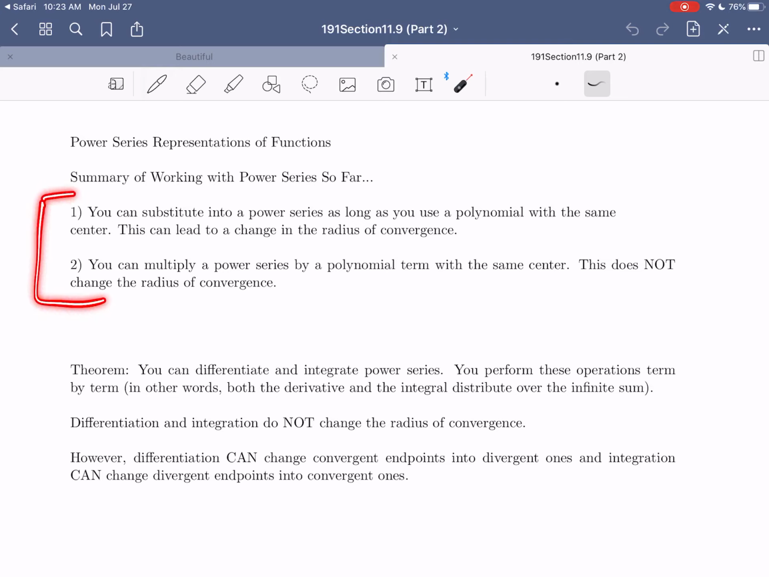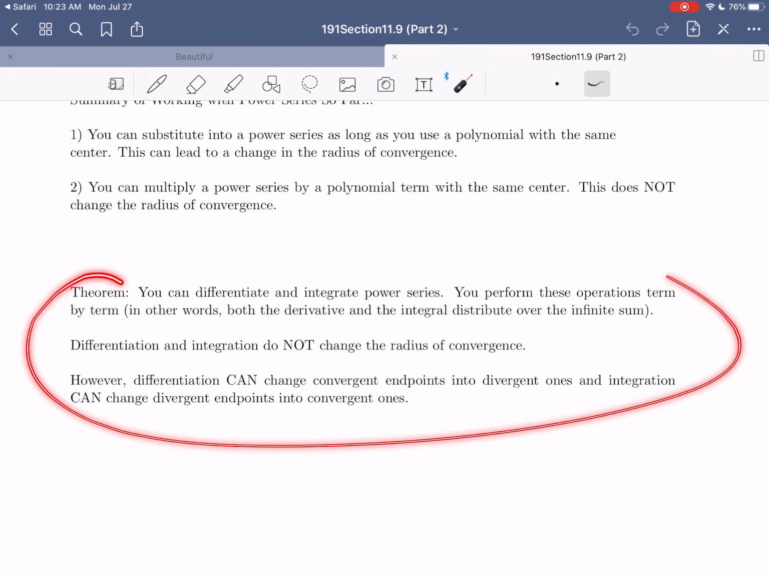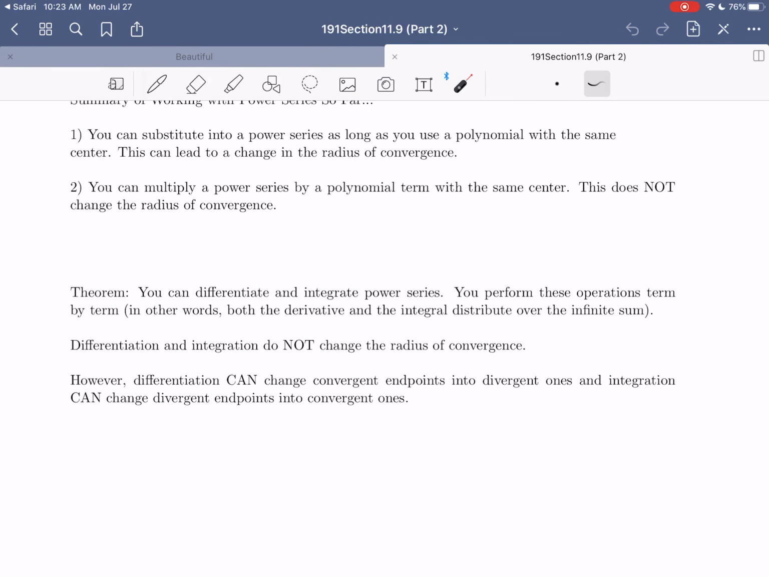These two I would classify as algebraic manipulations, very useful still, and we'll continue to use them, but now we're ready to talk about a calculus manipulation that'll allow us to get an even wider range of functions represented as power series. So we've got this theorem here. This theorem says you can differentiate and integrate power series. So this is telling us first that we are allowed to differentiate and integrate power series. So that's an important piece of information.